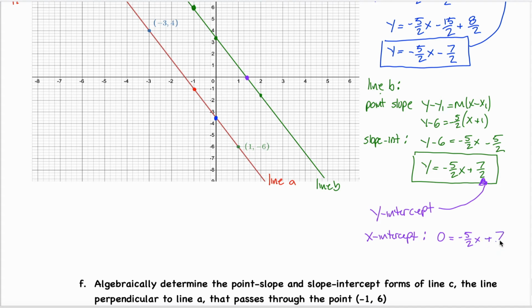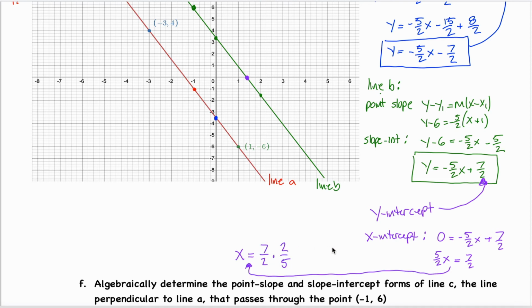So to figure out the x-intercept, I'm just going to solve the equation 0 equals negative 5 halves x plus 7 halves. To solve this equation, maybe I'd add the 5 halves x over to the left side. I get 5 halves x equals 7 halves. And then you can think about it as I'm dividing both sides of the equation by 5 halves. But I think it's easier to think about it as we're multiplying both sides of the equation by 2/5. So what I would end up with is x is equal to 7 halves times 2/5.